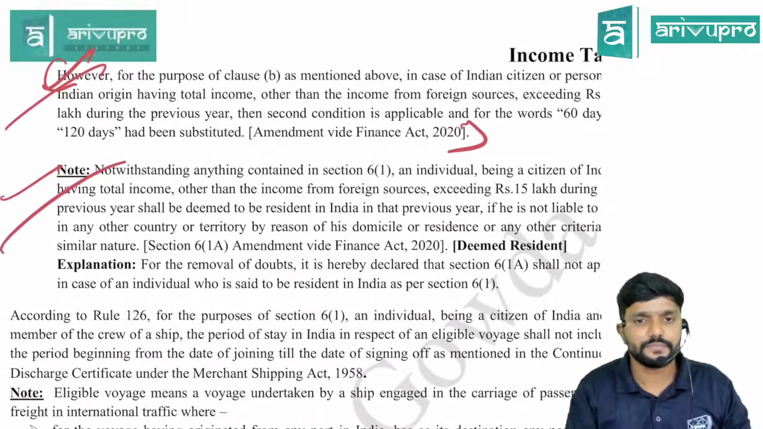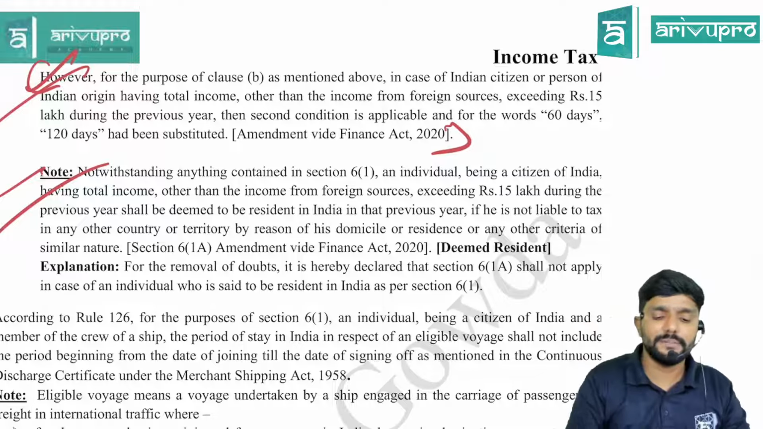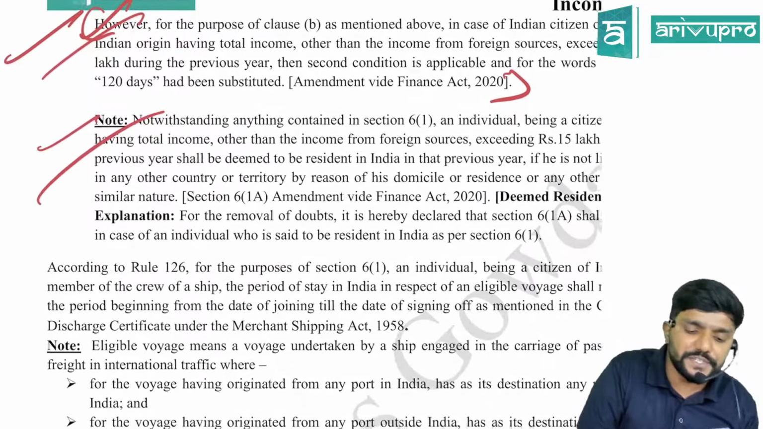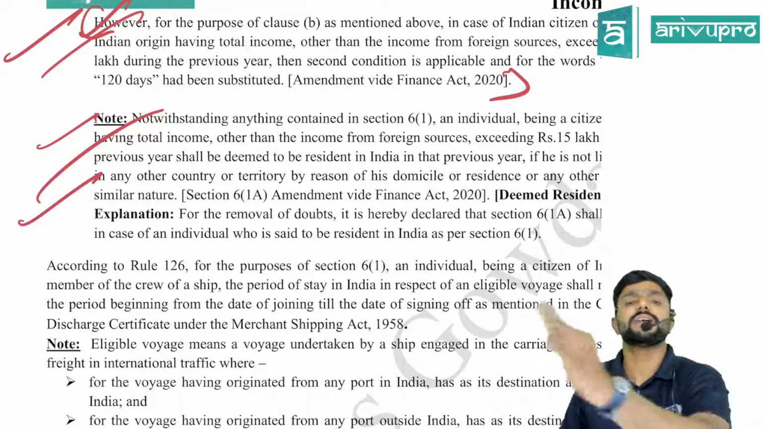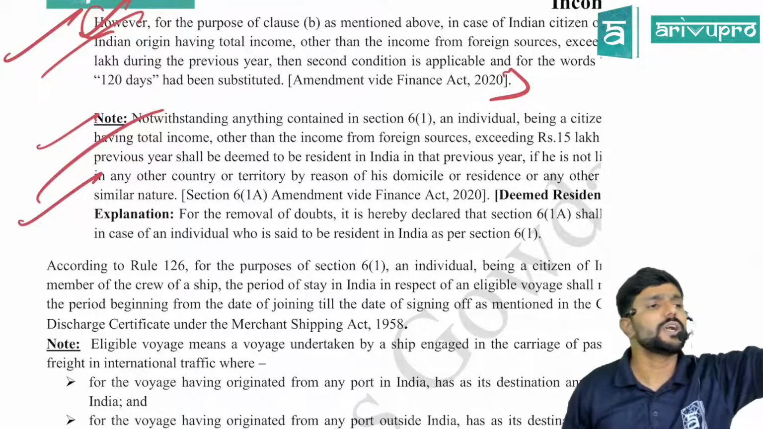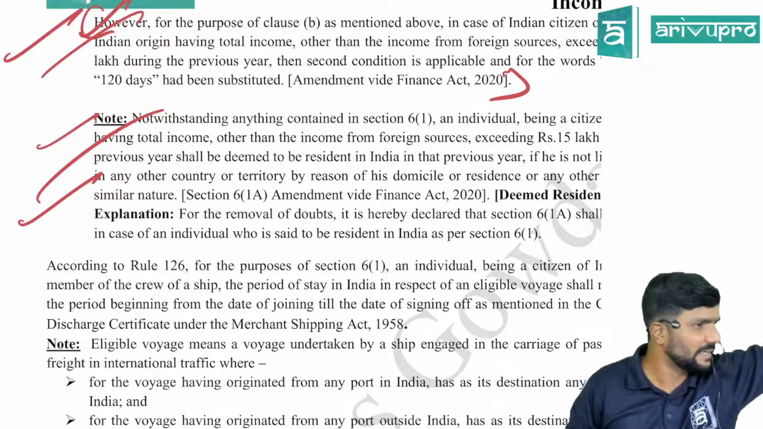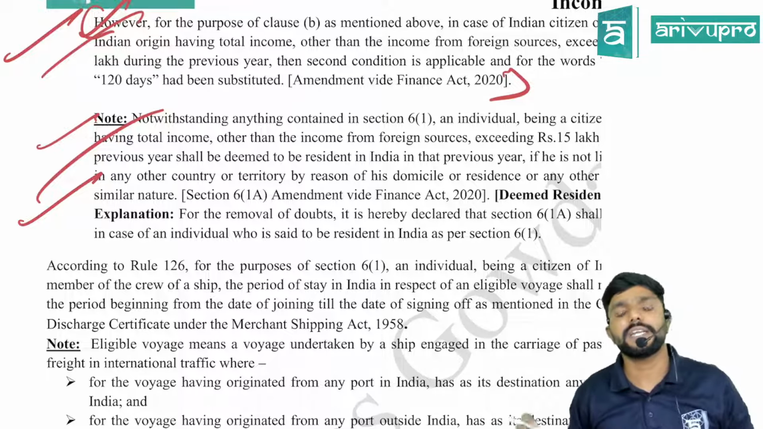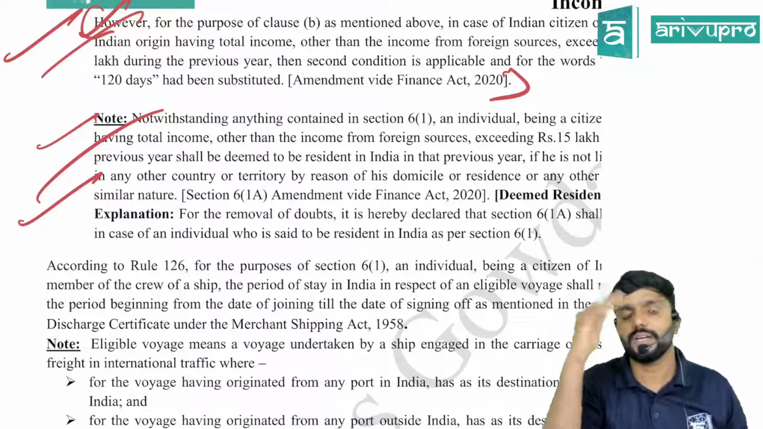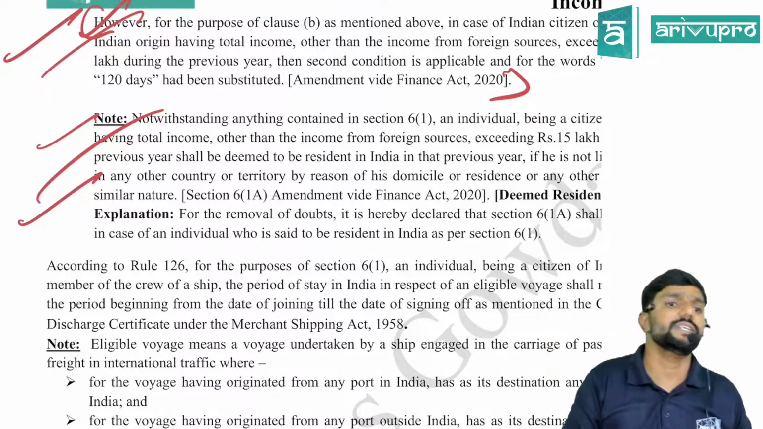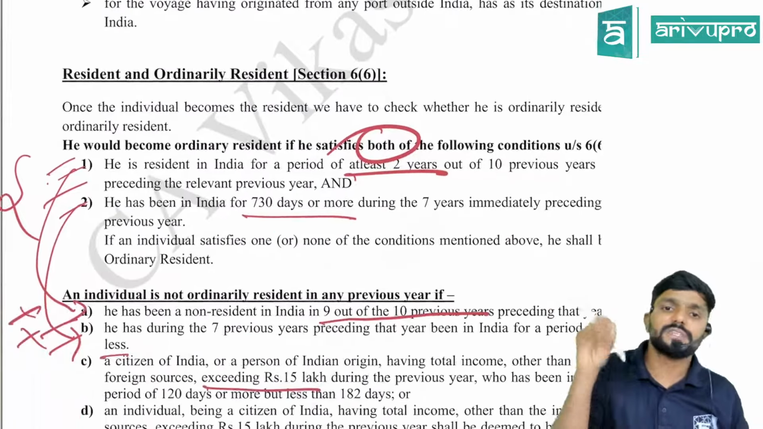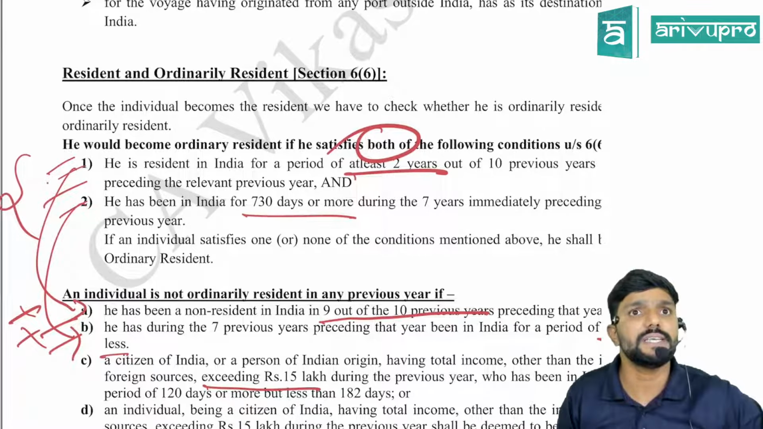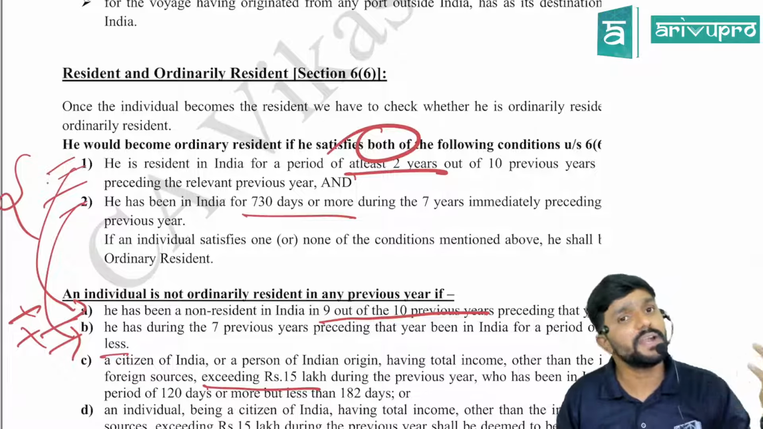Listen here. If an individual has become a resident as per this paragraph or as per section 6.1a, straight away he or she is not ordinary resident. Clear? For any other person, should we check additional conditions? Yes, once they become resident, you have to check additional conditions. If both the additional conditions are satisfied, what is he? Ordinary resident.